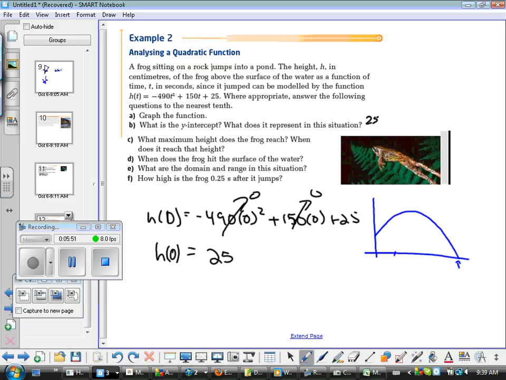Okay, so what does that represent in that situation? Well, that's the height of the rock that it's sitting on, so the height of the rock above the surface of the water. Okay, so for B, you might write the rock is 25 centimeters above the water.